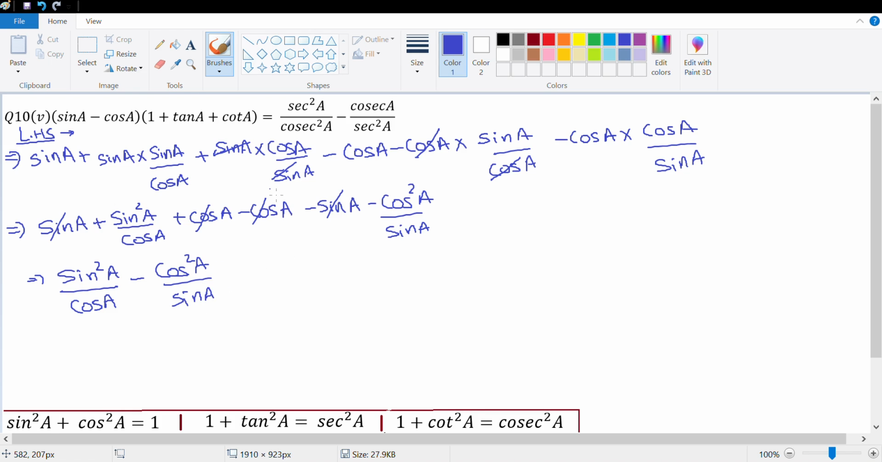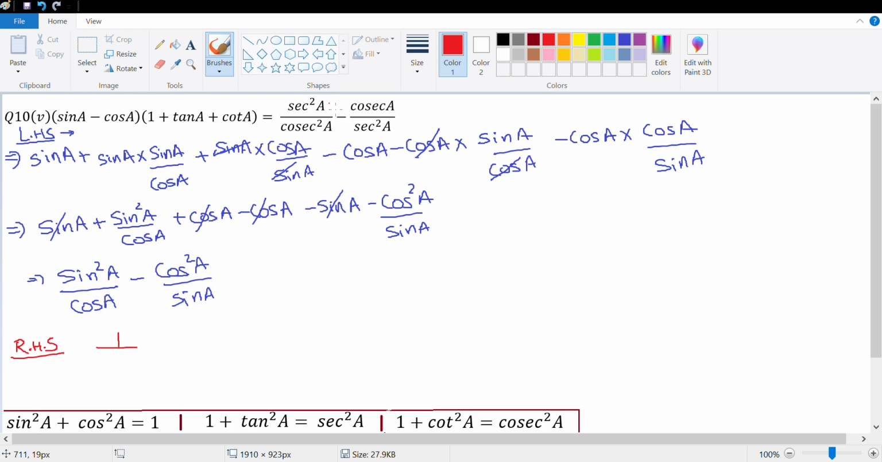Let's see if I can convert the right hand side into the same thing. Otherwise, I can take the LCM. This will become sin A cos A, and then I'll have sin cube A minus cos cube A. Let's try the right hand side and see if I can get this somehow. So right hand side is sec square A upon cosec square A, which means 1 upon sec square is cos square, so 1 upon cos square A.